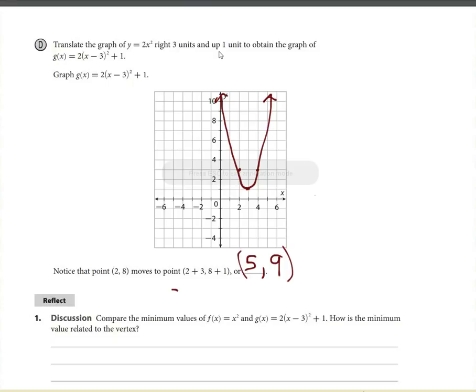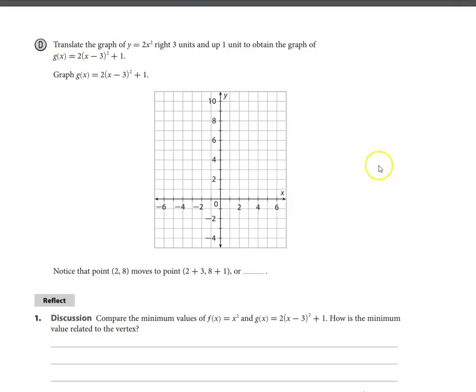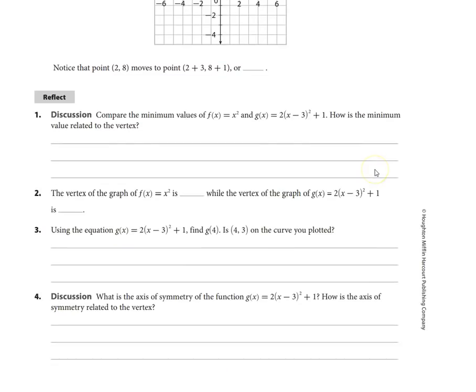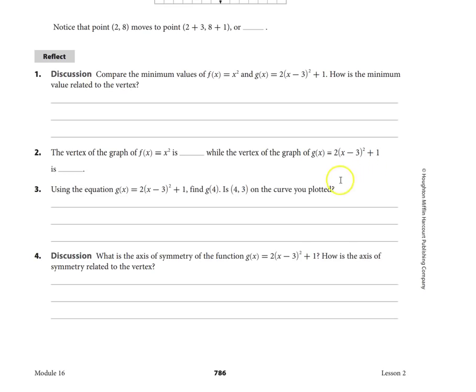Now then, might as well at this point go ahead and go over how the values of a, h, and k actually do change the function. What do they tell us about the graph? There's some questions here we can go through real quick. The minimum value is the vertex. Okay, so how is the minimum value related to the vertex?